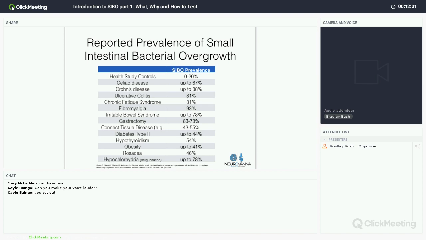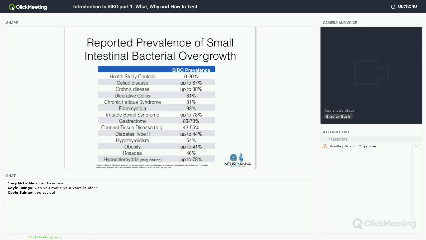Now, put that with people with celiac disease: up to 67% of the patients with celiac will have SIBO. With your IBDs, your Crohn's and ulcerative colitis, 81%. Get this, chronic fatigue syndrome, 81% of the time, and fibromyalgia, 93% of the time. And we'll talk a little bit about that later. Irritable bowel syndrome, up to 78%. It's been reported by a lot of gastros that between 50 to 80% of all constipation and diarrhea are due to SIBO. And of course, it's not ever fully addressed.